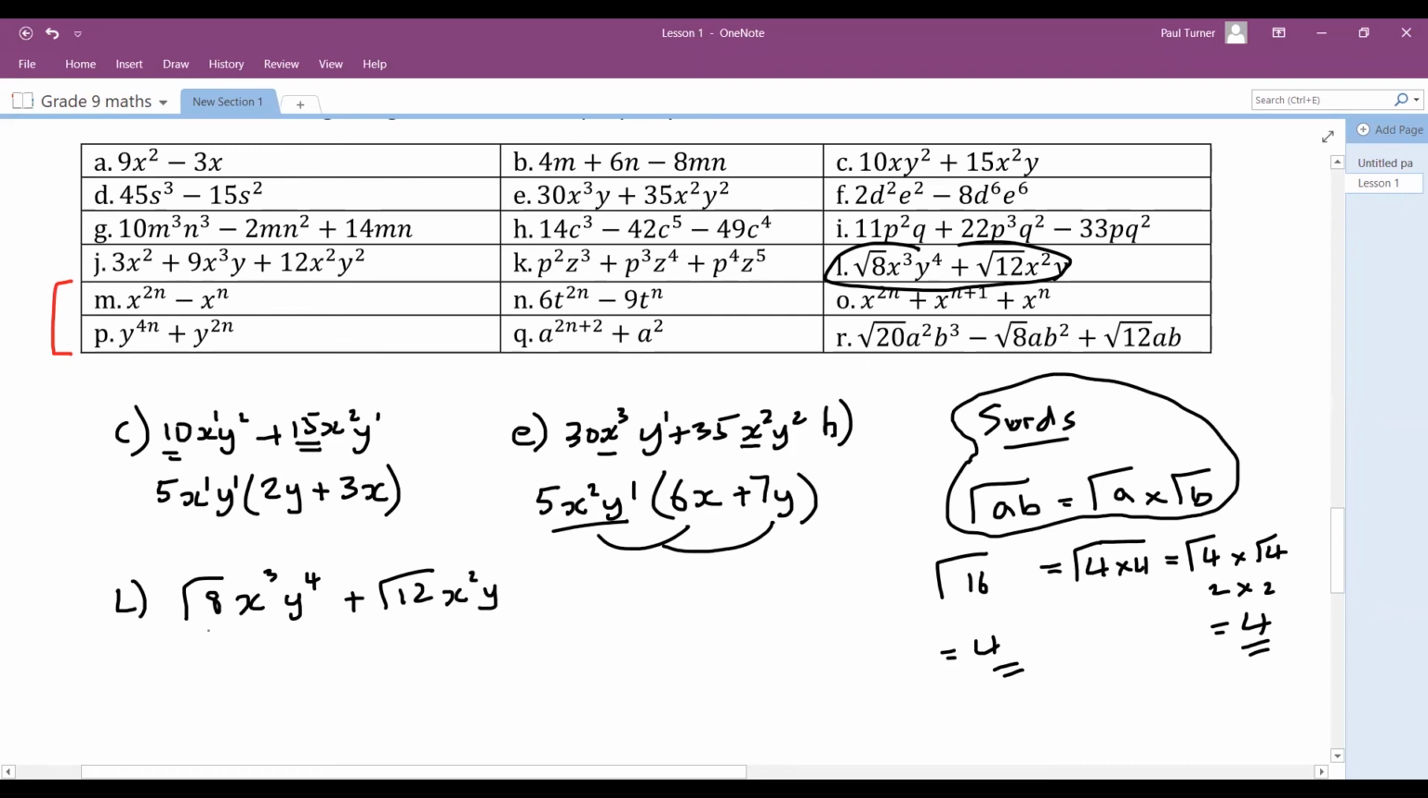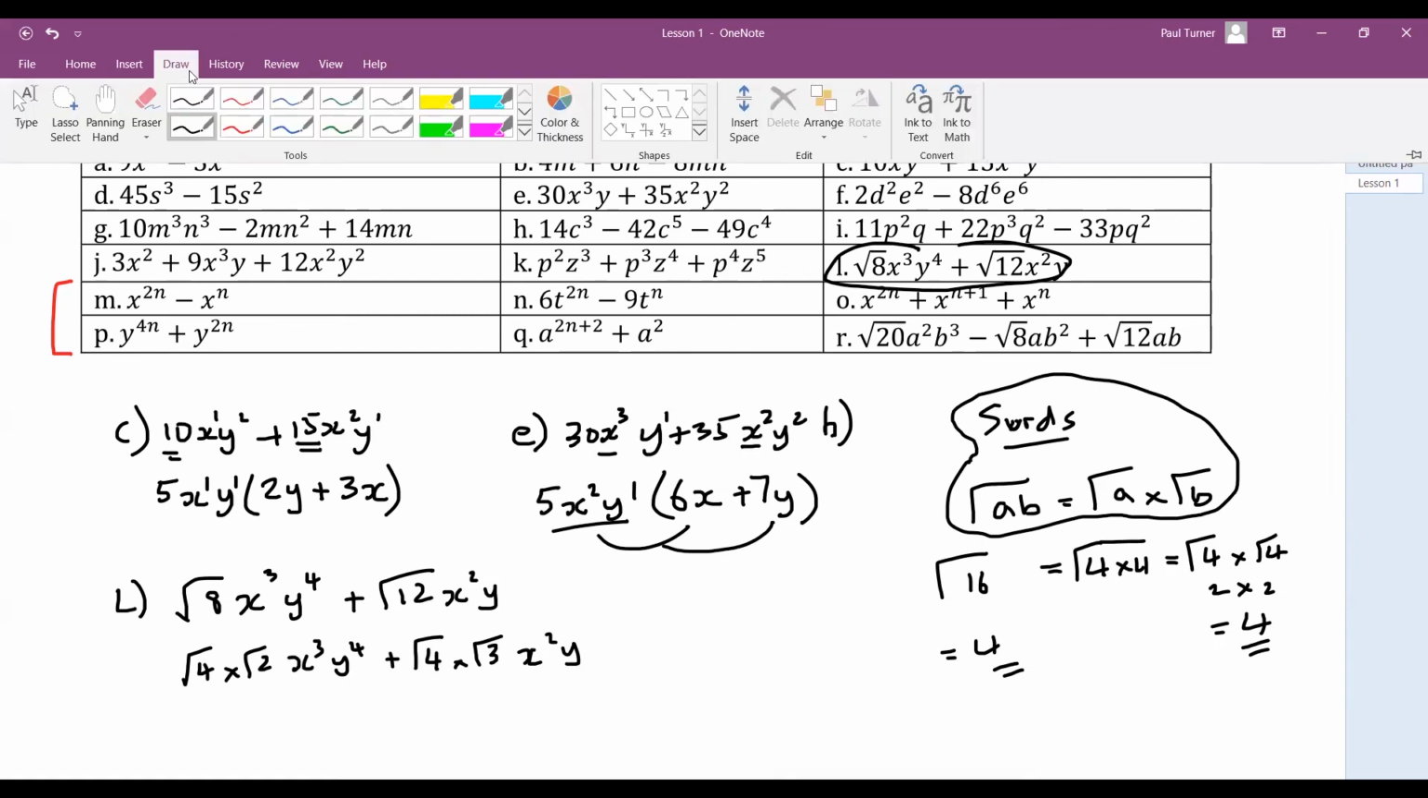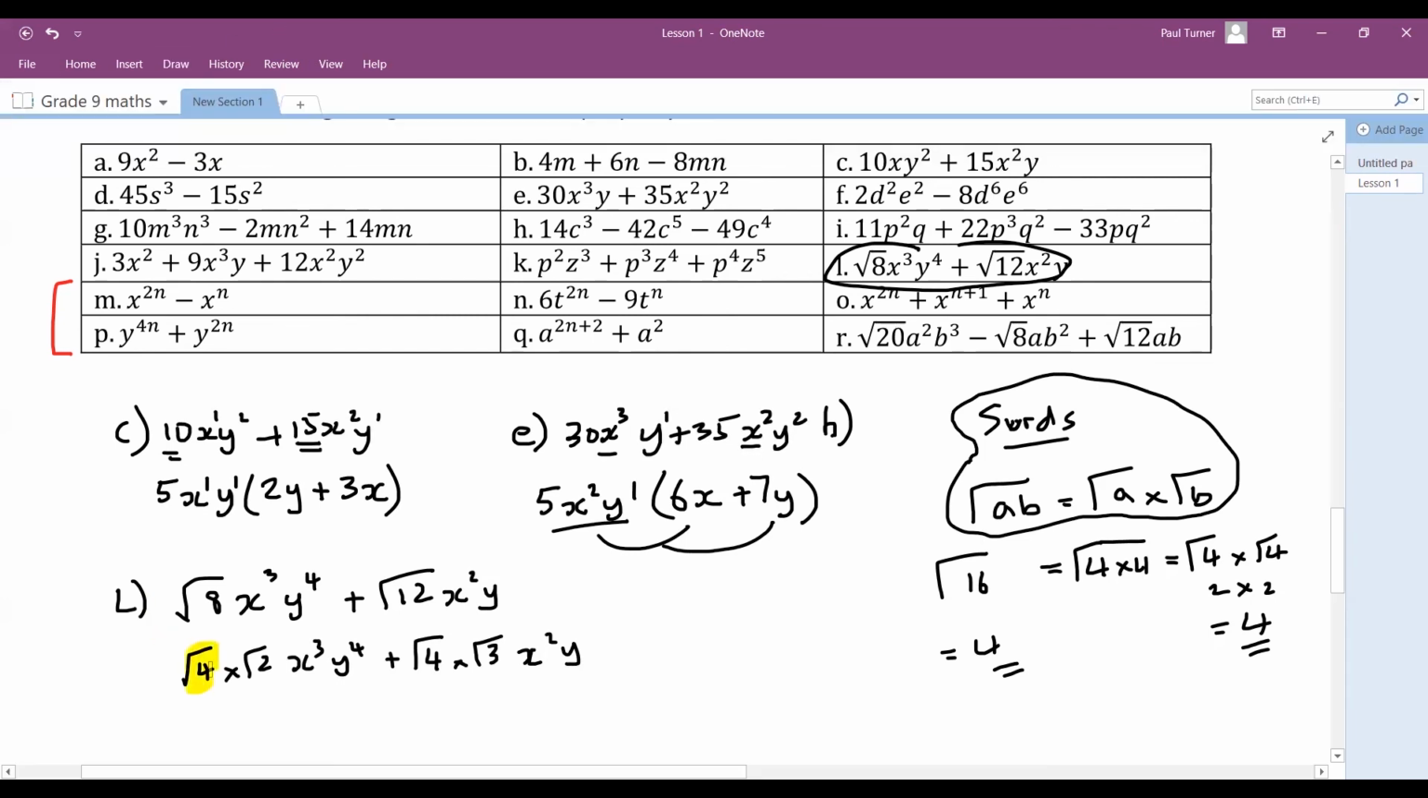So if you look here, you've got root 8. Well, root 8 is root 4 times root 2. And then you've got x cubed, y4. What's root 12? Well, 4 3s are 12. In the same way, root 4 times root 3 is root 12. That's quite handy. So root 4 times root 3 is root 12. You can check on your calculator if you don't believe me. Okay, so in this case, your root 4 will be one of the common factors.